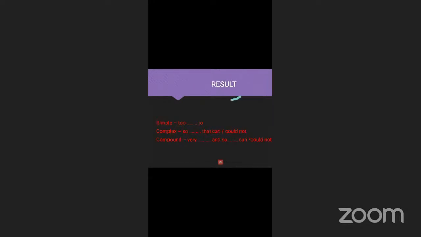Then next is another interesting type, that is result. Sometimes I am very tired, so I cannot cook today. When we see this kind of sentence, we think that it is a reason. Really, it is not a reason. We can take that sentence as a result. Why is it a result? I am tired, and the result of that is I cannot cook today.